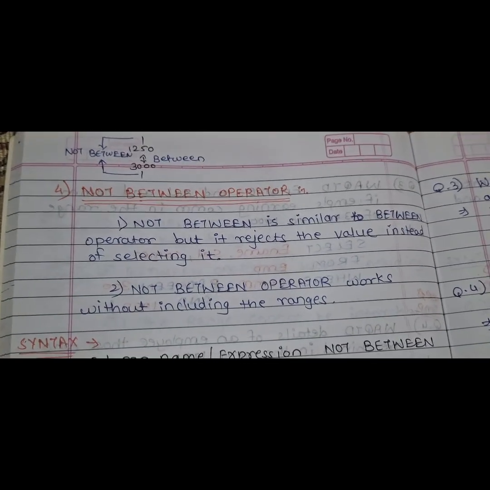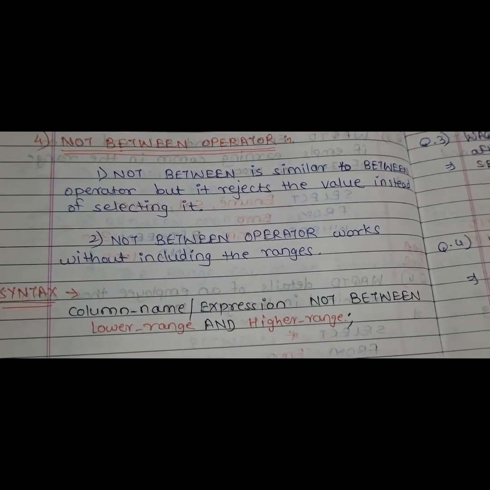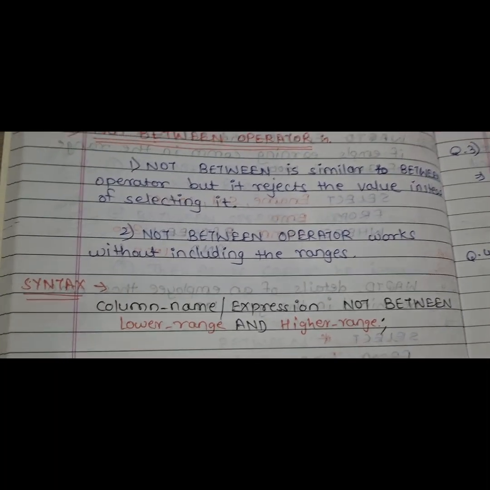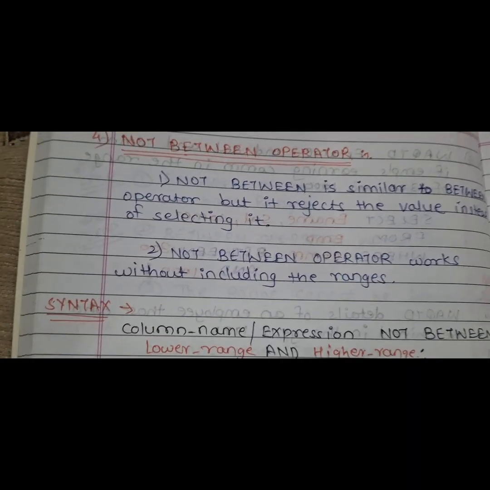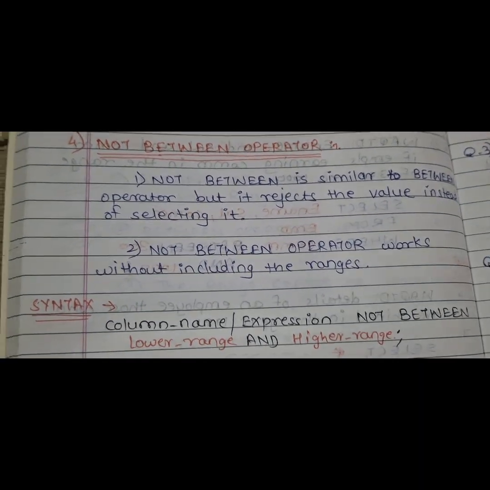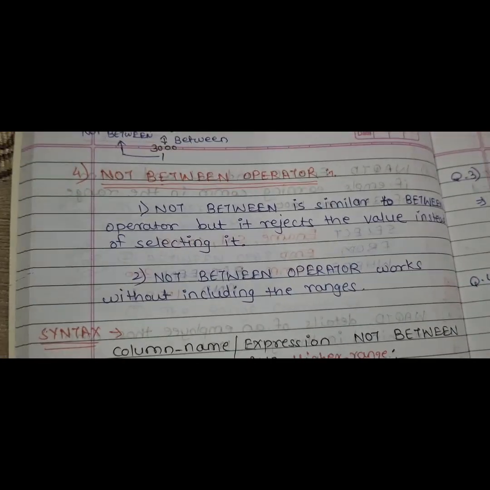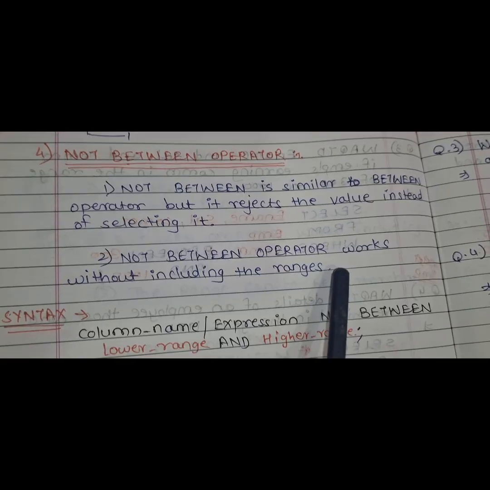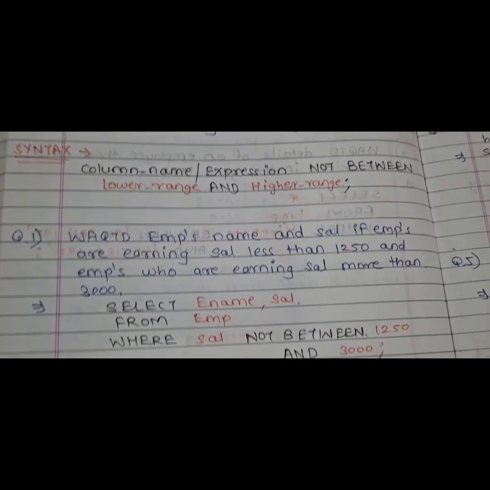Not between operator is similar to between operator, but it rejects the value instead of selecting it, similar to not in operator. If I don't want to find the employees who are earning salary between 1,000 to 2,000, then we will use not between operator. Not between operator works without including the ranges. As we know, between operator was including the ranges, but not between operator is not including the ranges. Same syntax: column name not between lower range and higher range.